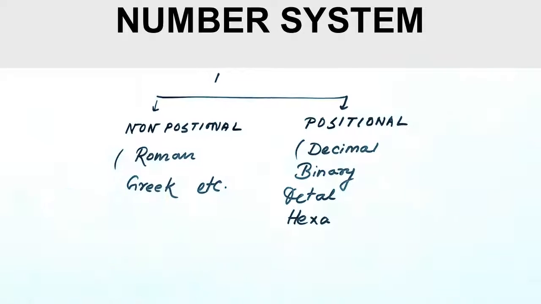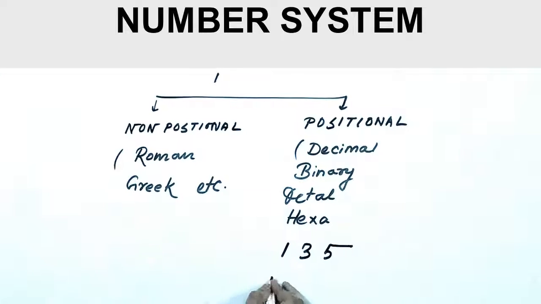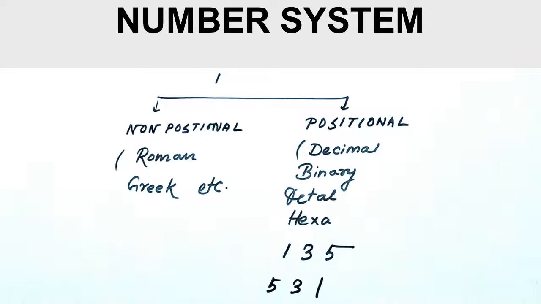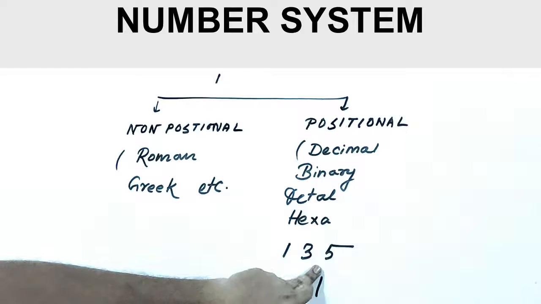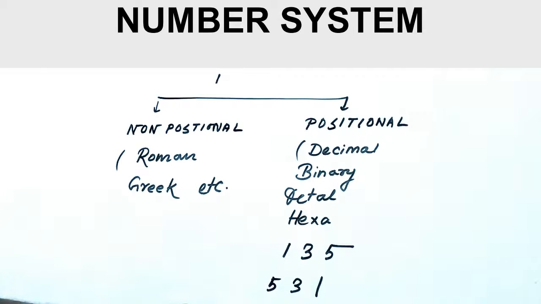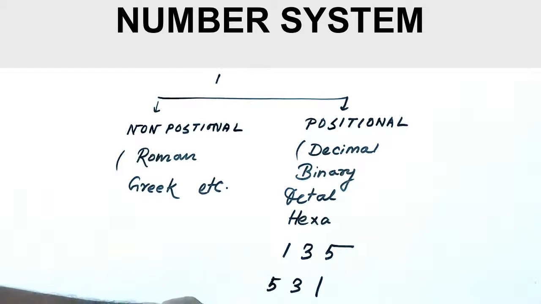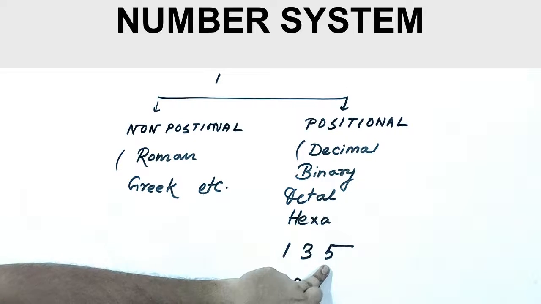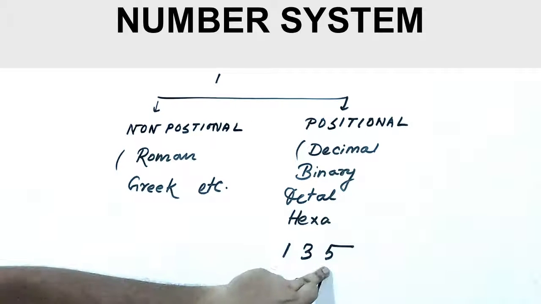Now what do you mean by positional and non-positional number system? Now suppose take the example of any decimal number. See, the number 135 and the number 531. These are two different numbers. Now the weightage of 5 here and the weightage of 5 here are different. Though the digit is same, their weightages are different. I will explain in detail what weightage means, but for the time being, here the value of 5 is 5, and here the value of 5 is not 5. Here the 5 represents 500 and here the 5 is 5.